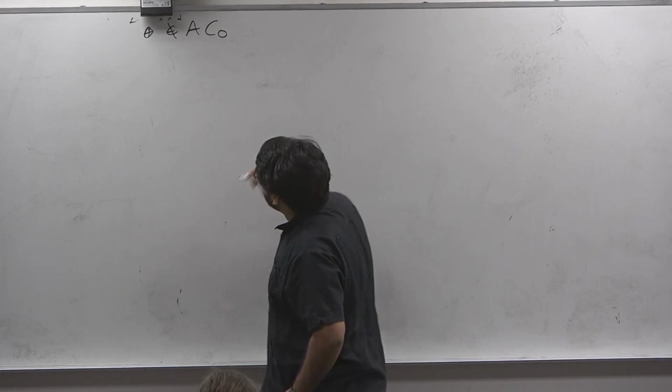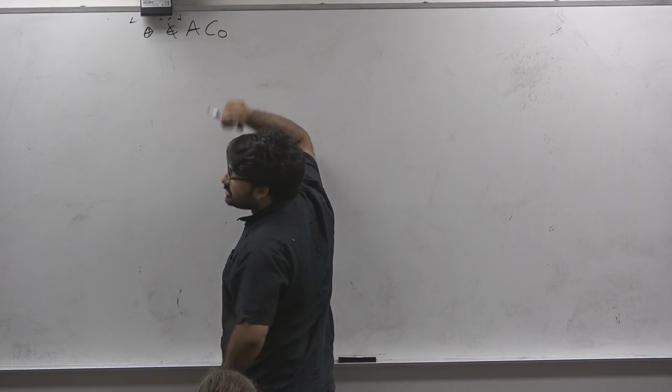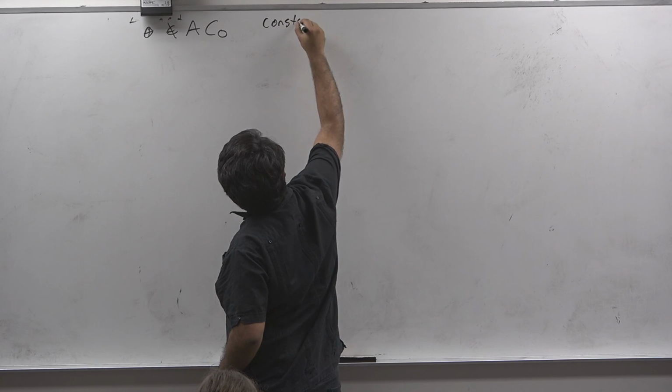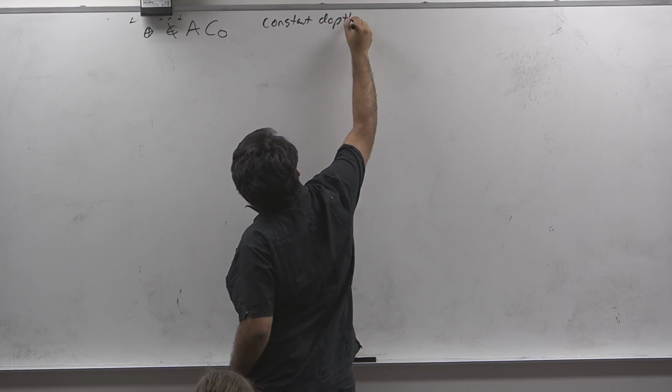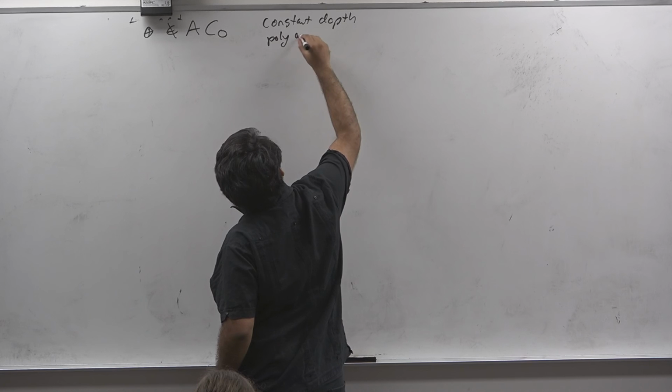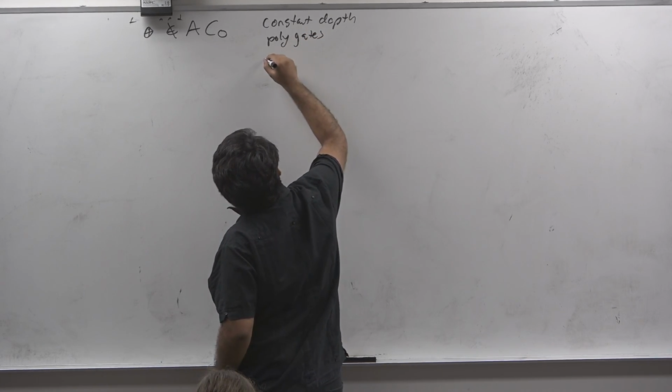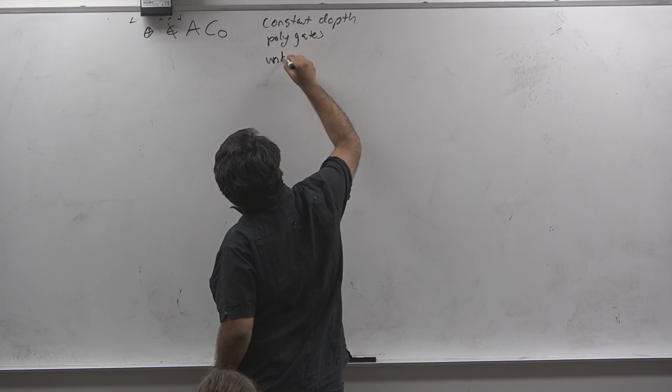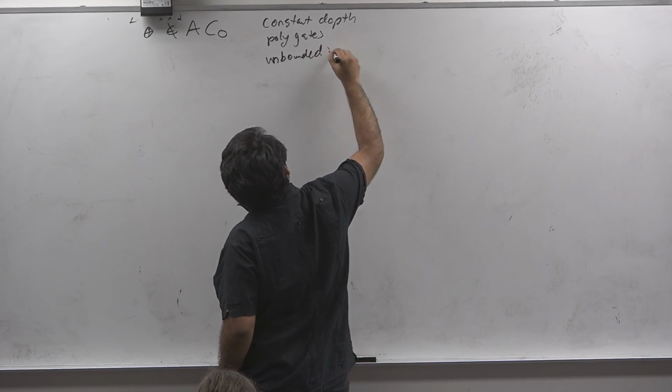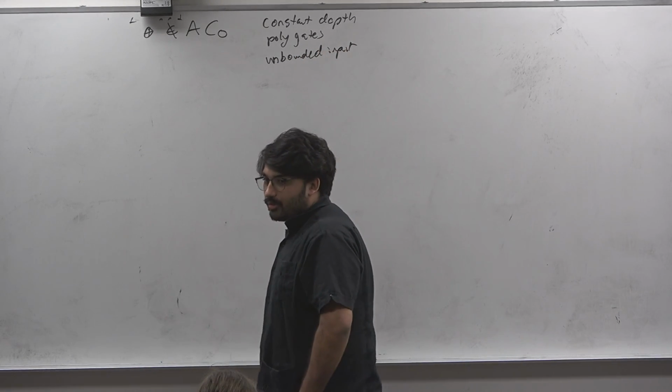AC0 is a class known as, it's kind of a very simple class. It's constant depth, polynomial number of gates, unbounded input. A bit cumbersome to work with, but AC0 is the class of languages decidable by polynomial gate, constant depth, unbounded input circuits. Very specific class.